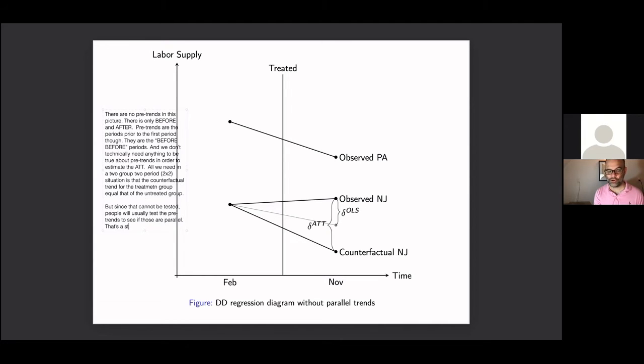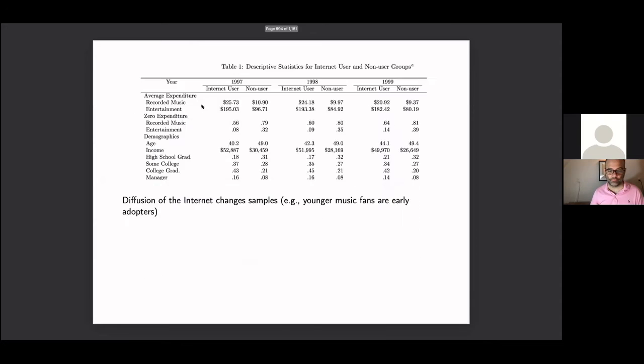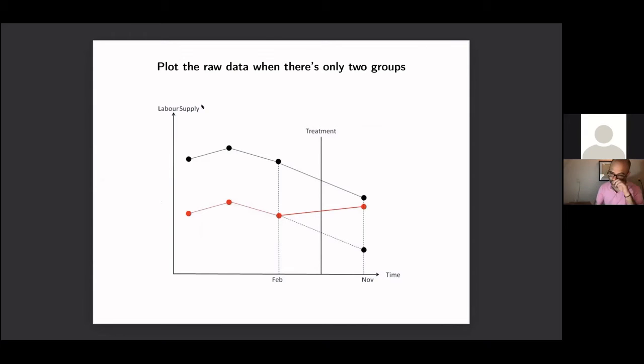That's a standard, okay? In the same way that the McCrary density test is standard and obligatory in RDD, event studies are standard and obligatory in diff and diff. Okay, they're standard methods. Right, and this is what that looks like.